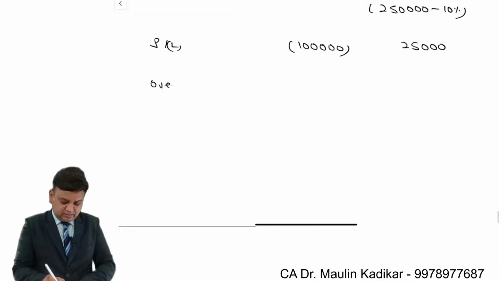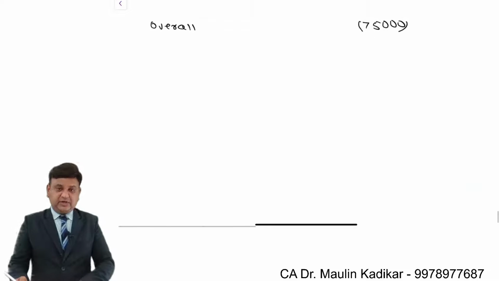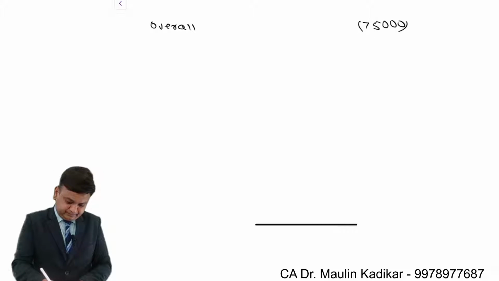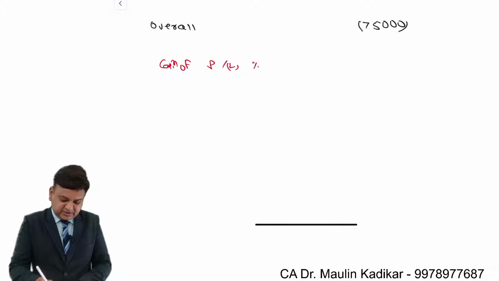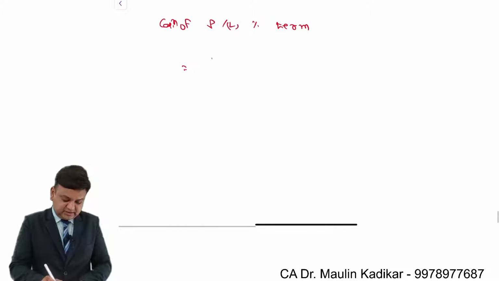So overall, there is a loss of 75,000. This is what we understand as the profit or loss in the amount term. Now we are required to do it in the percentage term. Calculation of the profit or loss in percentage term. So in that case, loss divided by amount into 100.